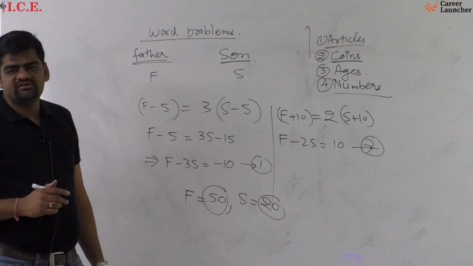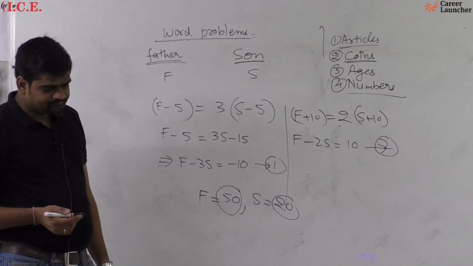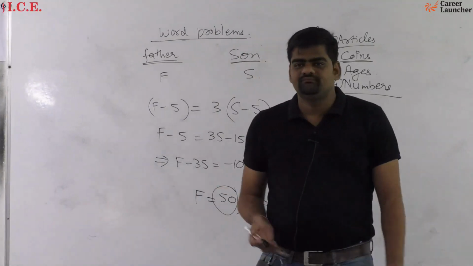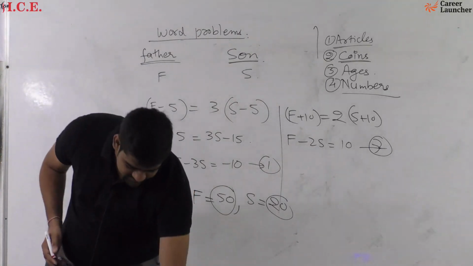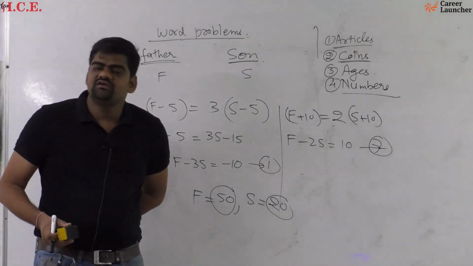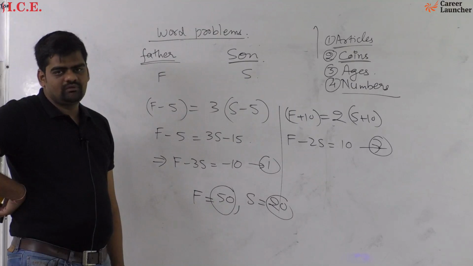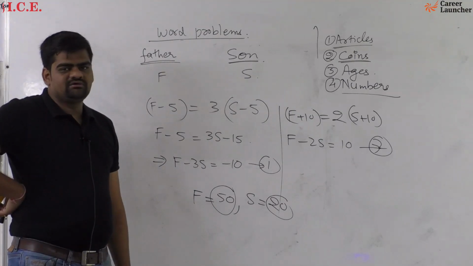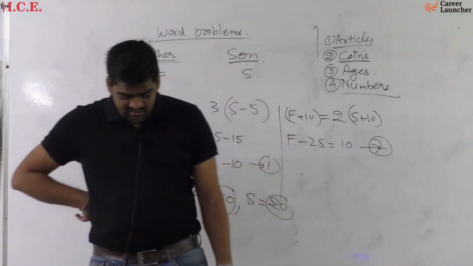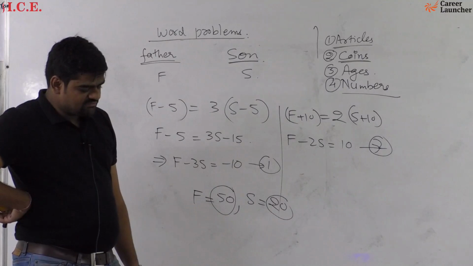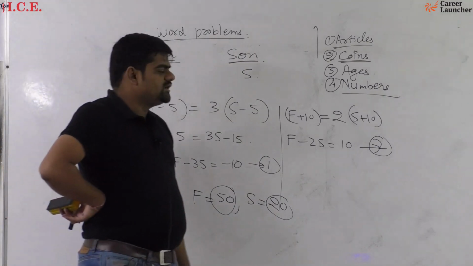The sum of digits of a two-digit number is 9, and the difference between the number and the number found by reversing the digits is 27. Then find the two-digit number. Can you quickly solve this?